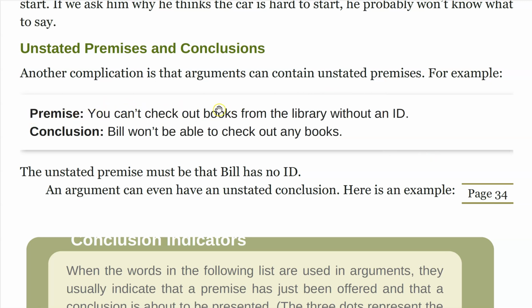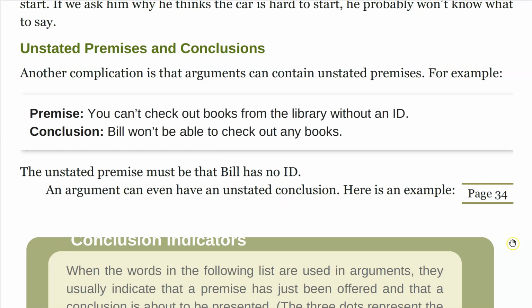So, premise: you can't check out books from the library without an ID. Conclusion: Bill won't be able to check out any books. There's an unstated premise in here, right? If one cannot check out books from the library without an ID, and Bill won't be able to check out any books, we don't really even need to say that Bill obviously has no ID. We're already engaged in this kind of reasoning where we can reasonably fix this argument and just assume this premise, right?